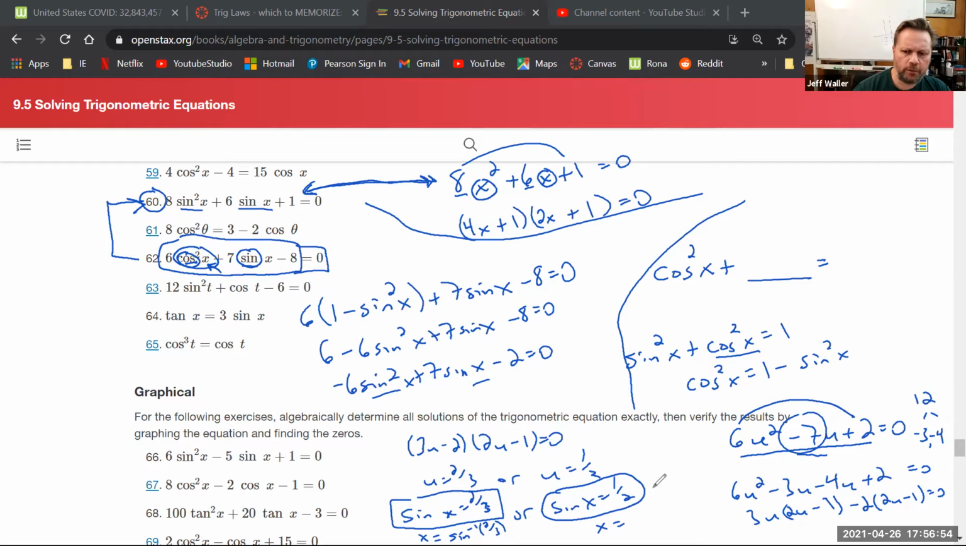So when is sine x equal 1/2? What angles does that work for? Pi over 6 and 5 pi over 6, yeah, so not negative. Okay.